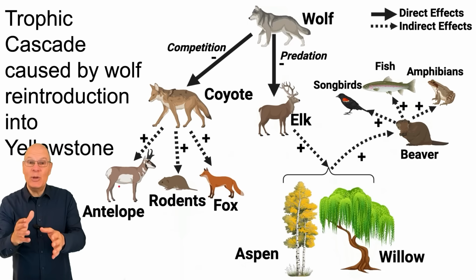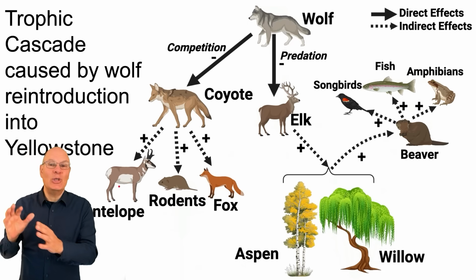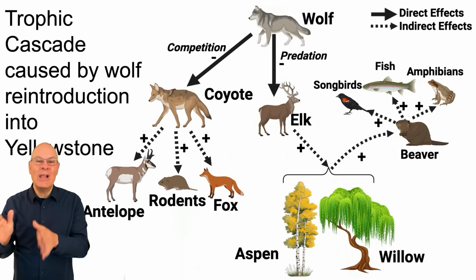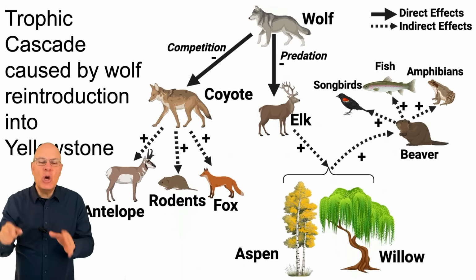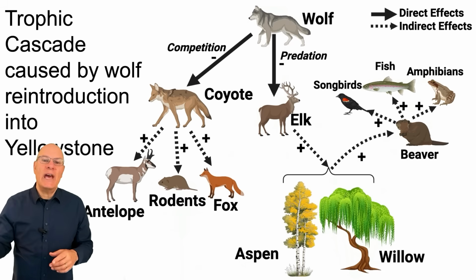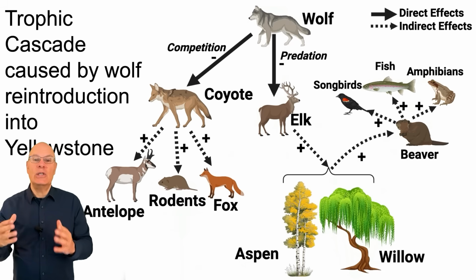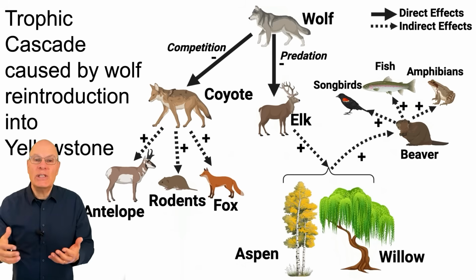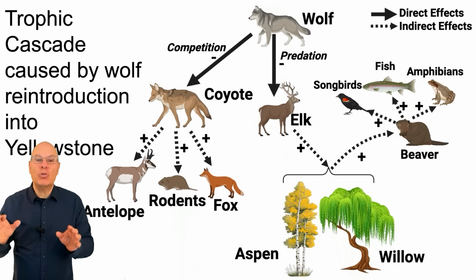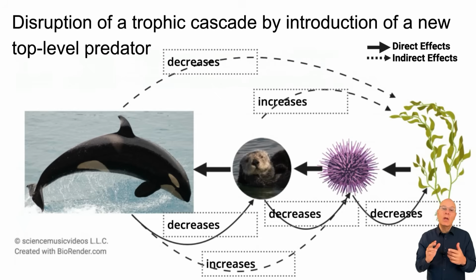The main thing for you as an AP biology student is to be able to interpret a diagram like this and to know the basic idea, which is that the reintroduction of a keystone species increases biodiversity through a trophic cascade effect. To clear up a possible source of confusion, note that the top predator is not always the keystone species.